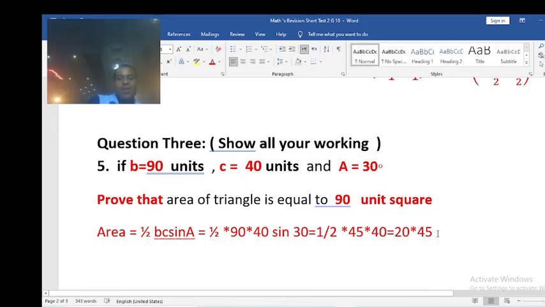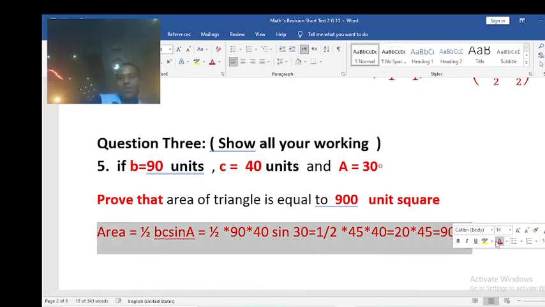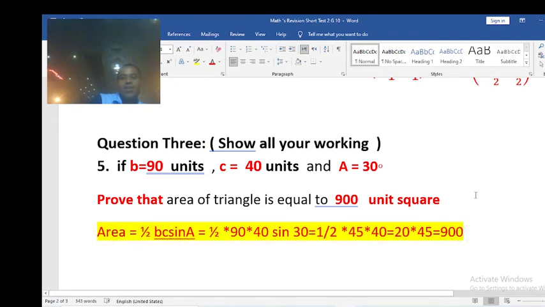Let's say we told 90 divided, yes, 40 divided, yes, so it will be 900 unit square. This is how we can solve this kind of questions. Just apply the formula and you will get the answer. Of course, unit square. Just proving. It's called the reasoning question.